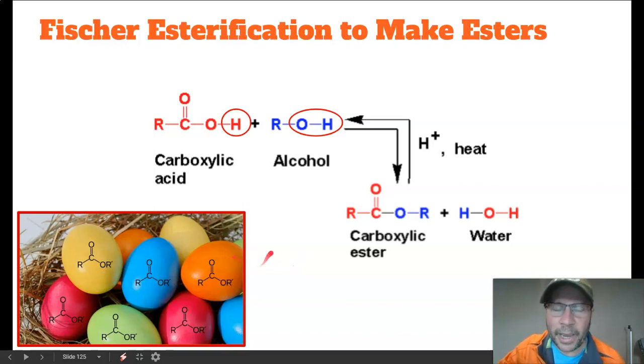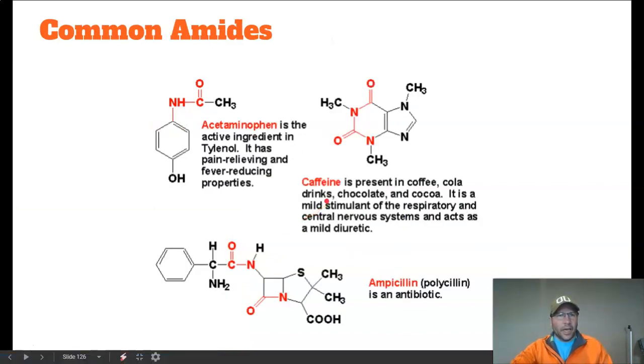All right, let's see what we got. We're on amides. I'm going to call them amides from now on. That's it, I'm making a decision. All right, we look at these guys right here. You've seen these before. You've got acetaminophen. You might hear that as Tylenol or anything like that.